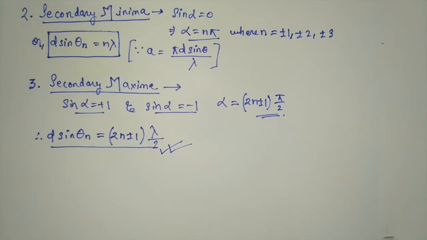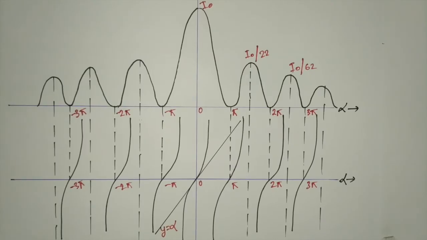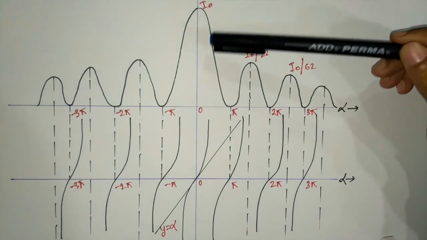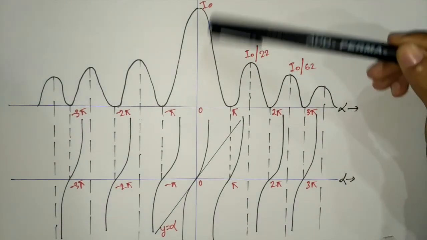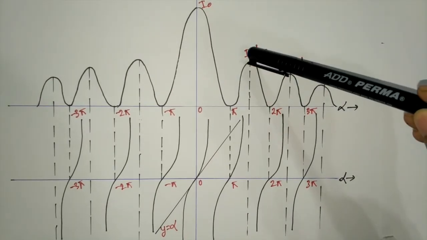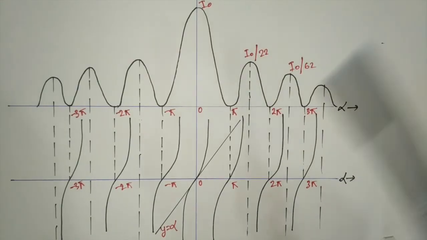Now I will show you the graphical representation for the positions of secondary maxima and secondary minima, and also of the central maxima. So friends, as I already said before and derived the values of intensity for maximum and minimum values, this is the graph that comes in the exam. You just have to draw these portions of the graph. As you can see, this is the central maxima. That is only one. That is the highest value of intensity after deviation. And this is the secondary maxima.